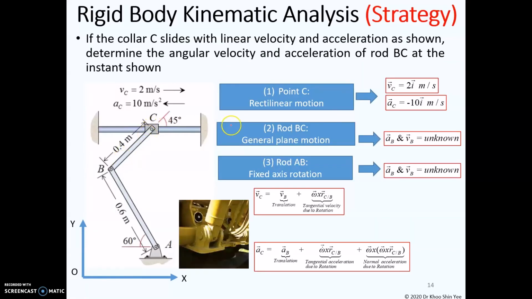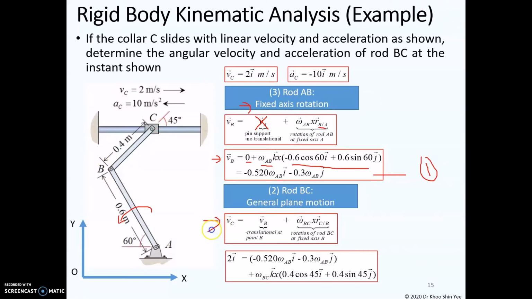Let's continue to analyze the motion at rod BC here. Similar to the previous analysis where you assume A is doing the translation, while B rotates with respect to A, using the same approach, we assume B is doing the translation now, and C rotates with respect to B. With that, you can form the velocity and acceleration equation at point C here, which is equal to the translation component at point B, plus the rotational component at point C with respect to B. Let's substitute the parameters into the velocity equation for rod BC.